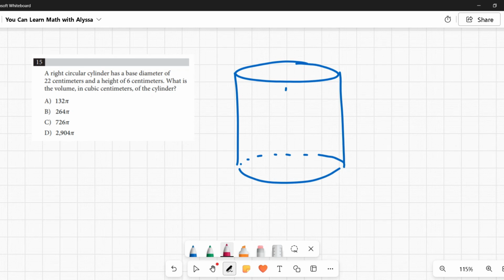And we are given the dimensions here that the base diameter, note that is diameter, not radius, is 22 centimeters.